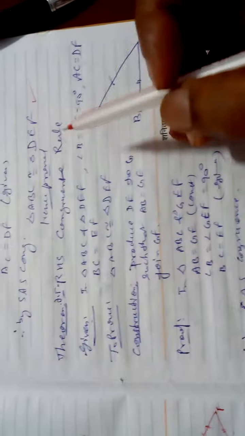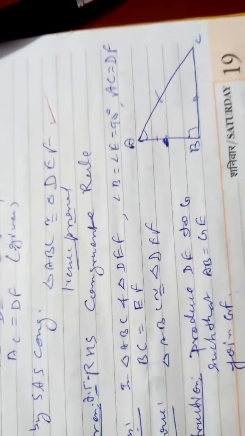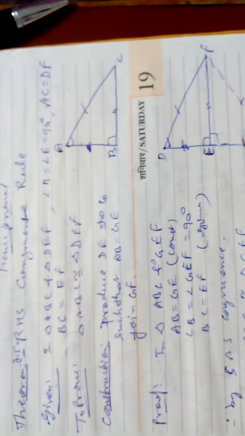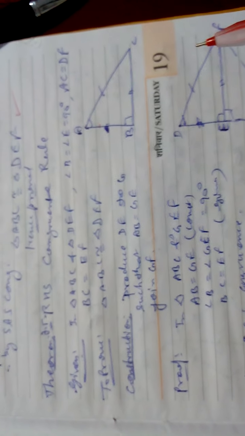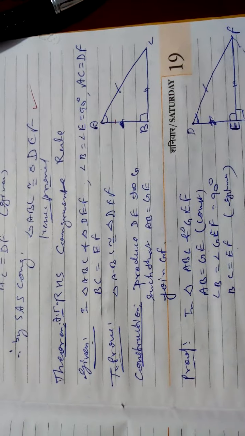Next theorem is given, Theorem 7.5, the RHS congruency rule. How will you prove it? RHS congruency rule means in two right triangles, if one hypotenuse and any one side is equal to the hypotenuse and corresponding side of the other, then both are congruent to each other by RHS congruency.